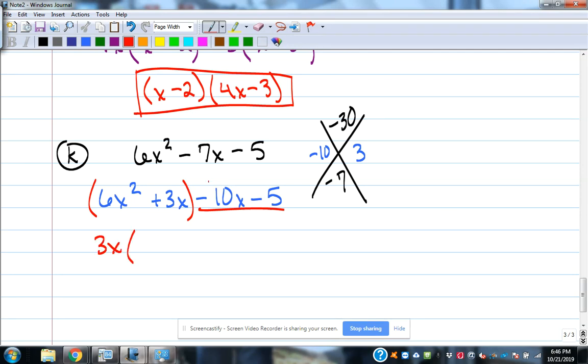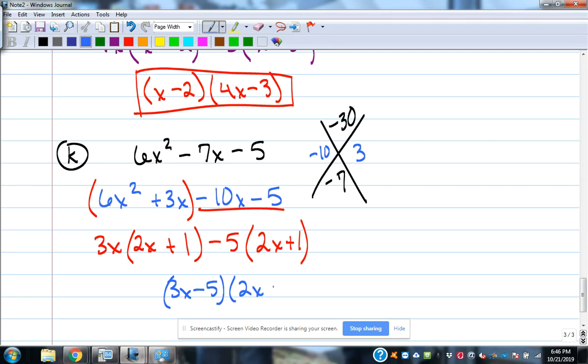(3x). What's that leave in the parentheses? Good job. Second set. What kind of 5? Negative 5. And then that leaves the 2x plus 1 in parentheses. And our factors are 3x minus 5, 2x plus 1.